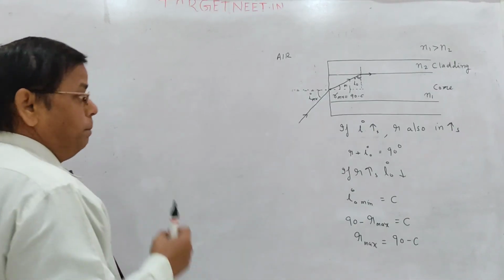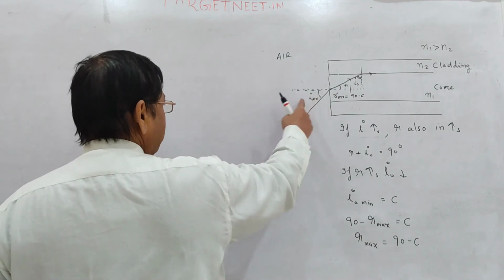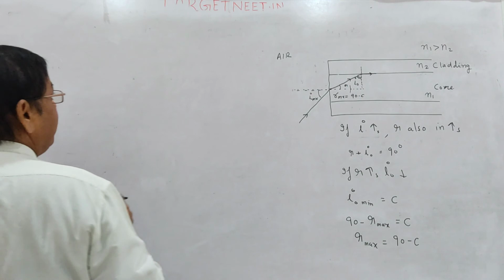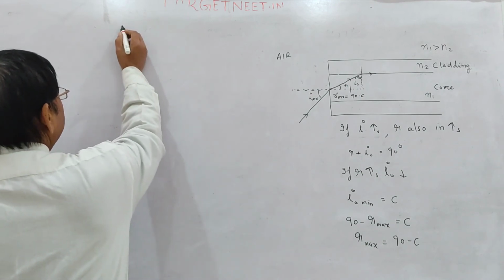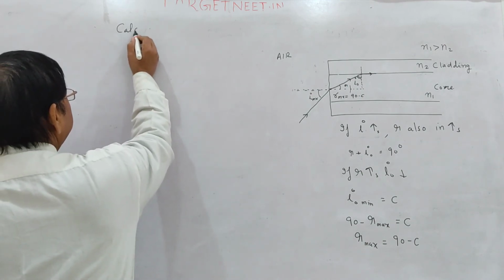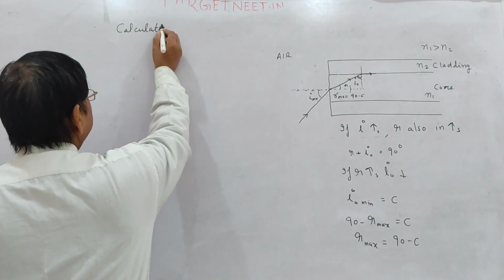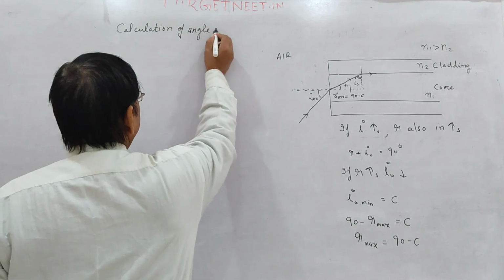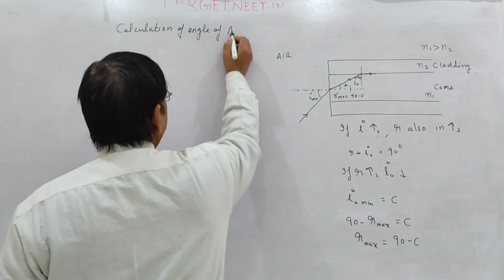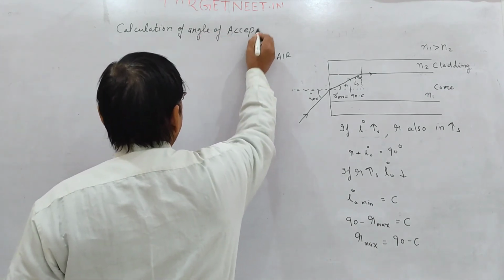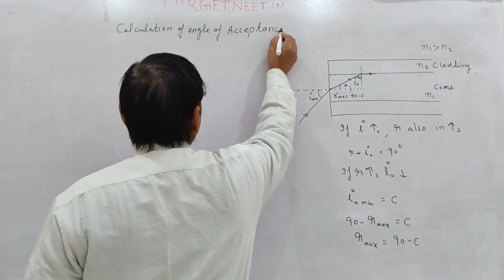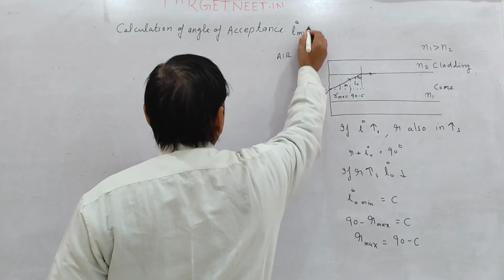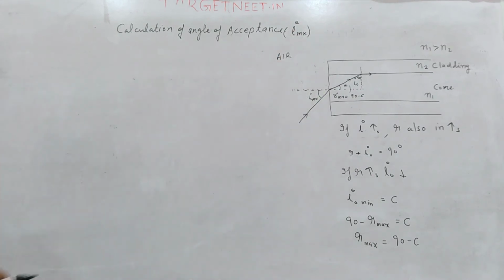So the maximum angle of incidence on the optical fiber should be this. This is called the angle of acceptance. So the calculation of the angle of acceptance, meaning the maximum angle of incidence, this we are going to find.